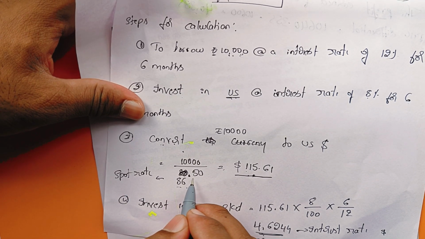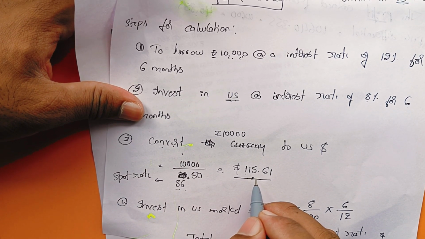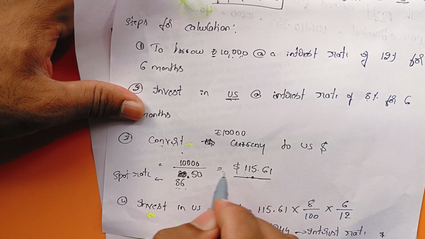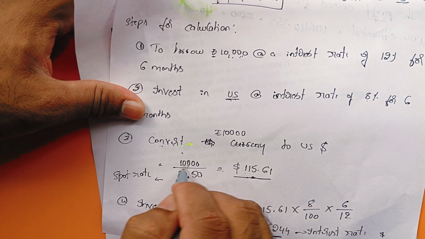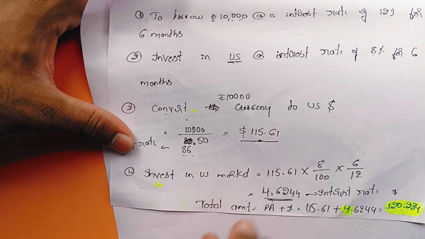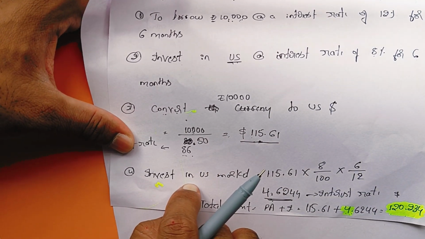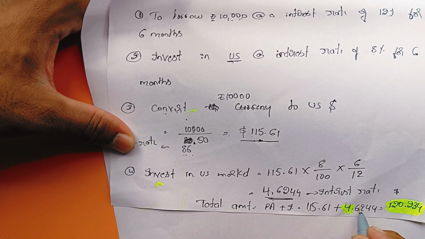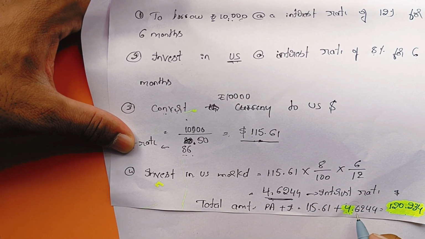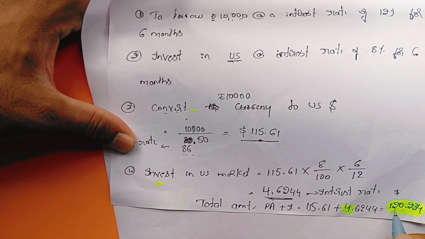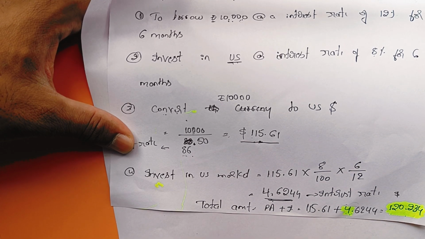10,000 divided by 86.50, we will get $115.61. Because to invest in the US market, this should be in the form of dollars, not rupees. Then invest in the US market. We will get a return of 8% for 6 months. How much interest are we getting? 4.6244 interest. Total how much? 115 invested plus interest of 4 will get 120.234. This much is clear.